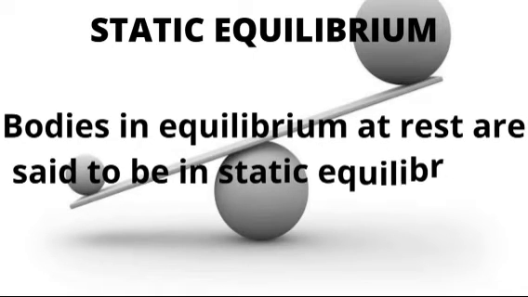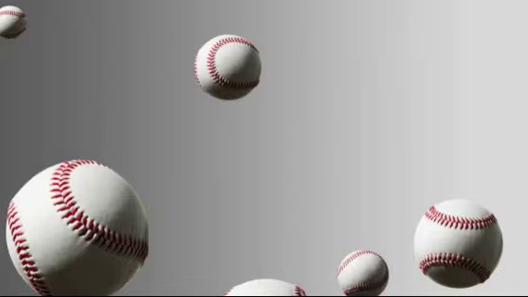Then we go to types of equilibrium. We have static equilibrium. Bodies in equilibrium at rest are said to be in static equilibrium. If the object is at rest, we have said before that it means that the object is in a state of equilibrium. So this state of equilibrium is called static equilibrium. It means all the forces acting on it are equal.